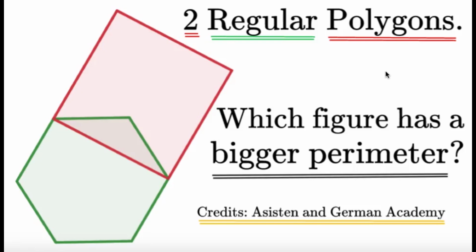Here's an item on geometry. We have two regular polygons, a hexagon and a square. Which figure has a bigger perimeter?